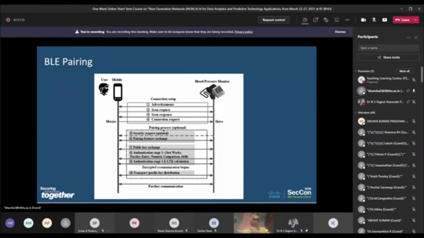Now let's assume that there is a mobile user. There is an application which is installed on a mobile, and in this case, it's a blood pressure monitor device, right? Or let's consider it's a Fitband device, anything you can think of. Now, as you can see, the first thing the BLE device would do is keep on sending advertisements.